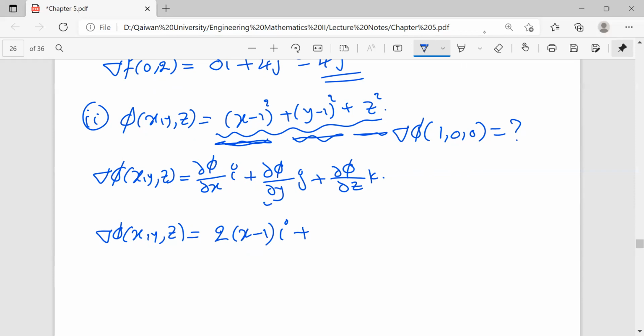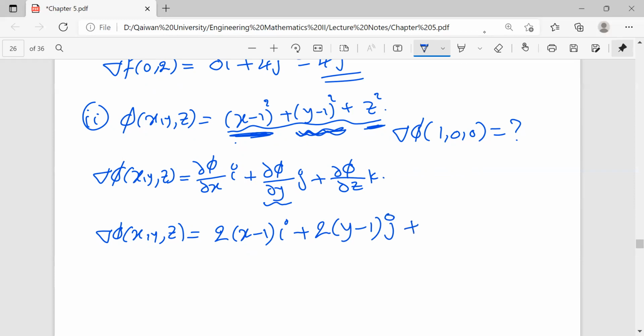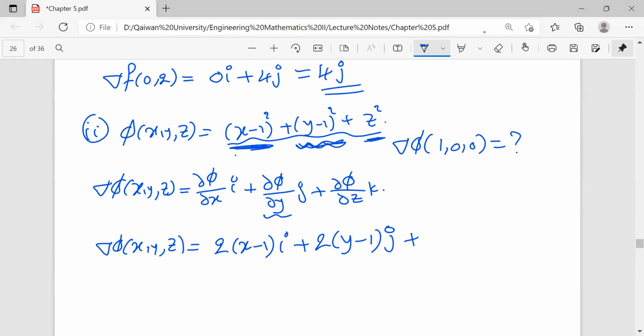And then partial phi by partial y. Finding the partial derivative of this function with respect to y, this term and this term become 0 because we have no y in these two terms. And the partial derivative of y minus 1 squared becomes 2 times y minus 1, j, plus 2z k.